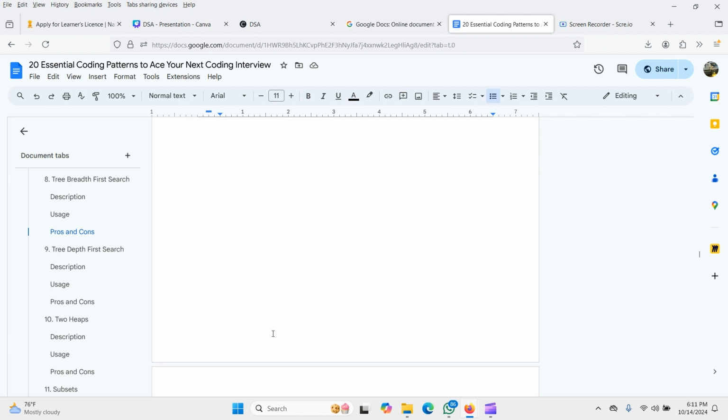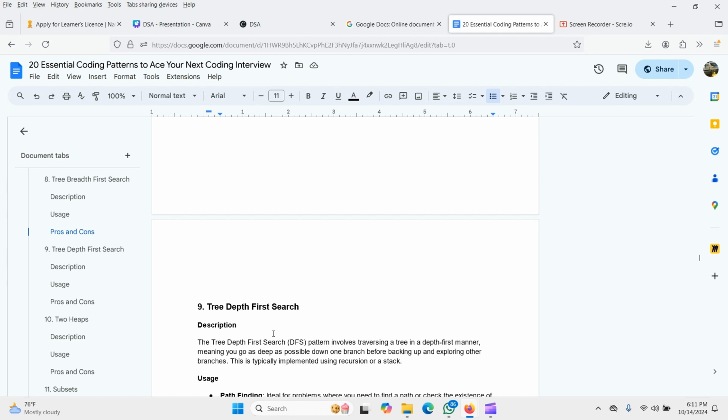Now the next coding pattern is tree depth first search. So the tree depth first search pattern involves traversing a tree in a depth manner. That means you go as deep as possible down one branch before backing up and exploring the other branches. This is typically implemented using recursion or a stack.